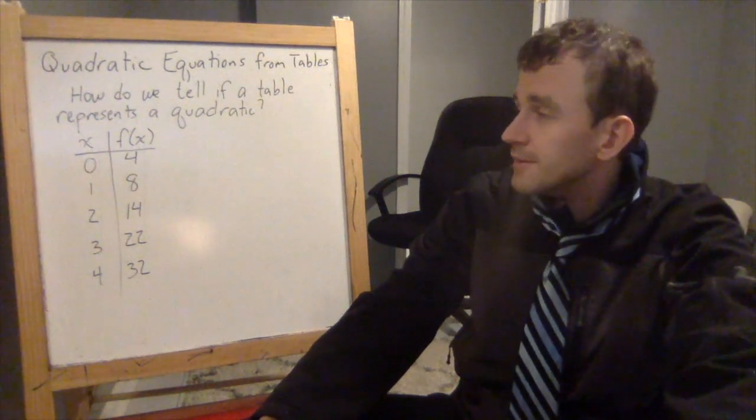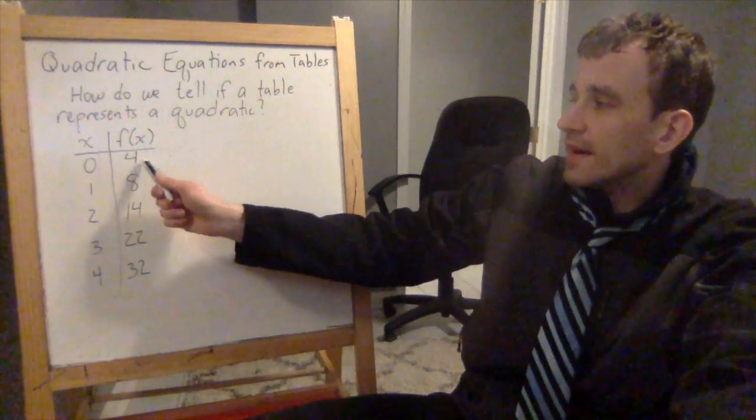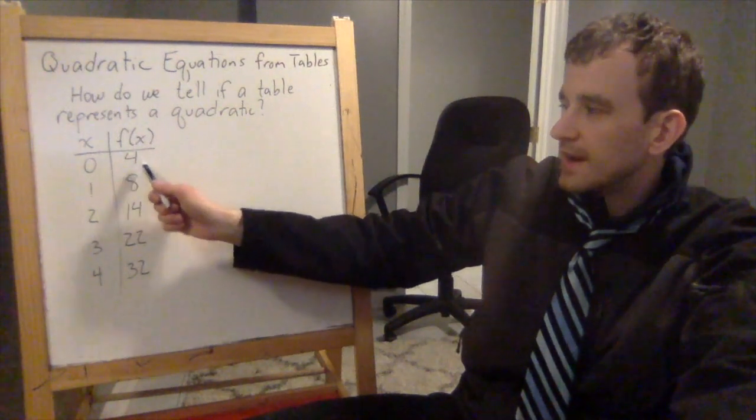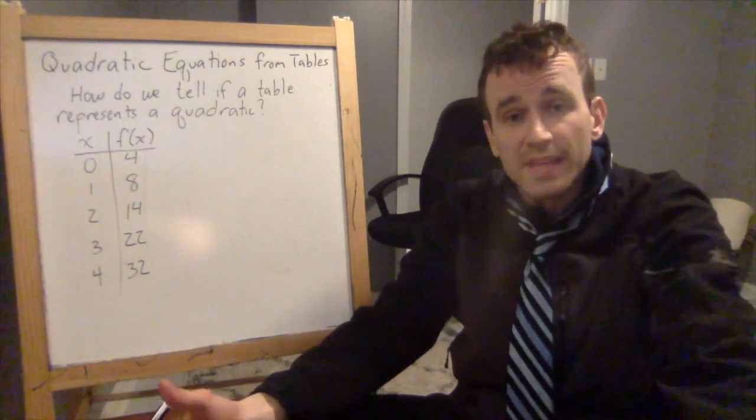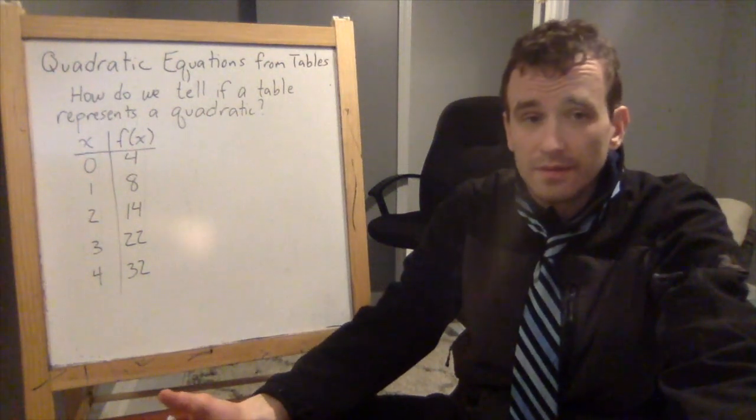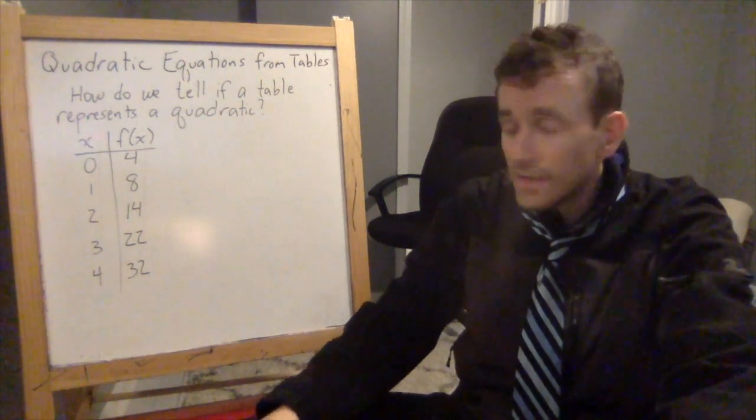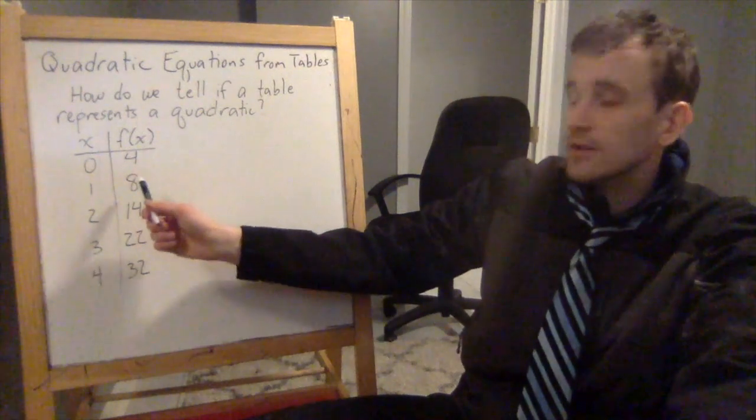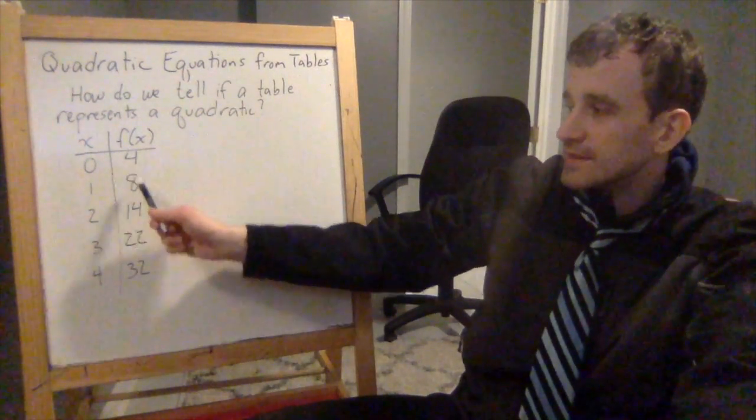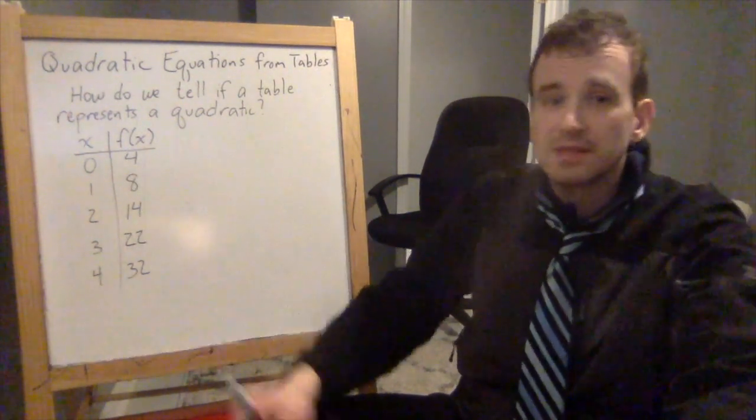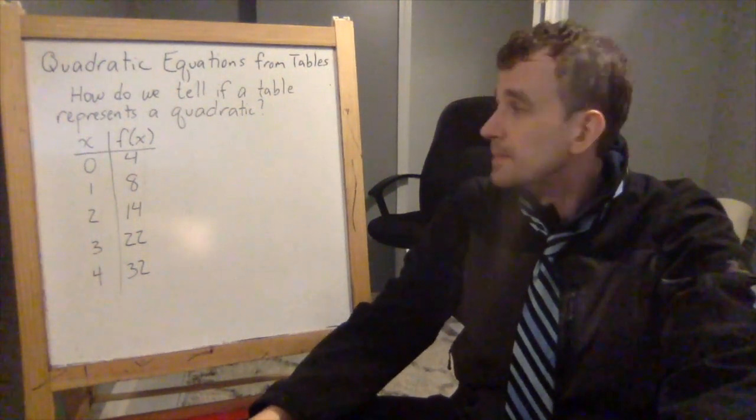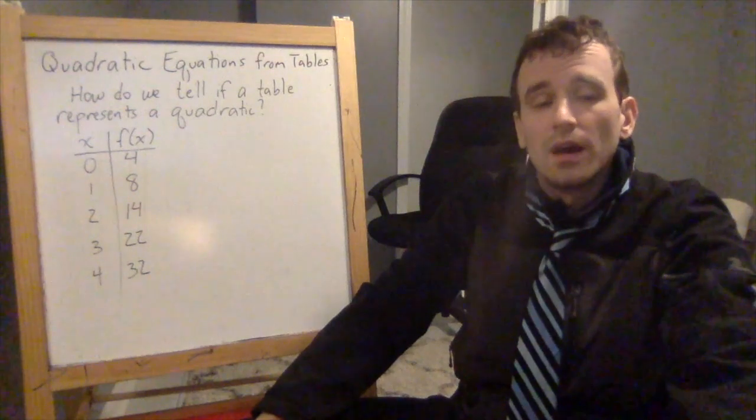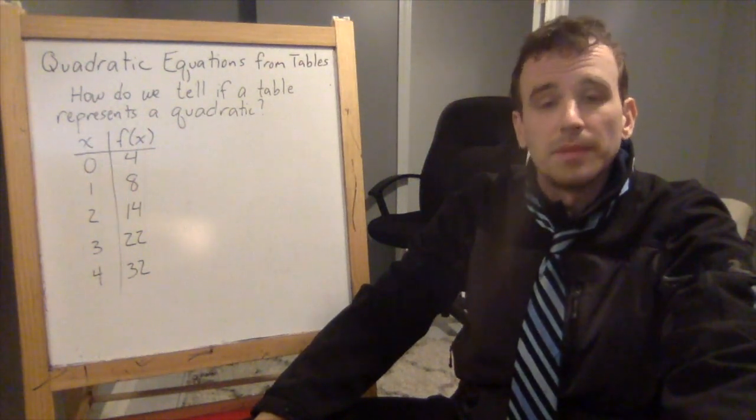Okay, differences meaning what do I add? If I take this minus this, what do I get? If I take this minus this, what do I get? This minus this. If those are all the same, then the table shows a linear equation. If you look at the ratios, you take this divided by this, divided by this, divided by this. If those are all the same, then you've got an exponential kind of equation. For a quadratic, we're looking at something a little bit beyond the differences.